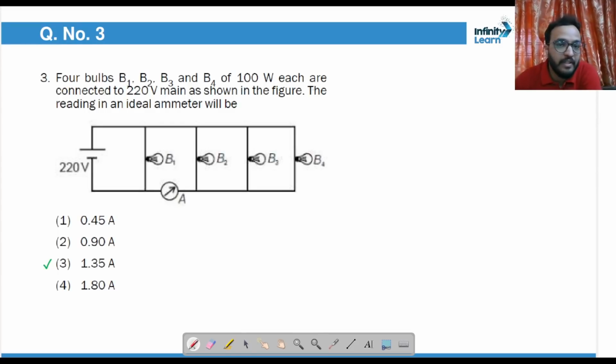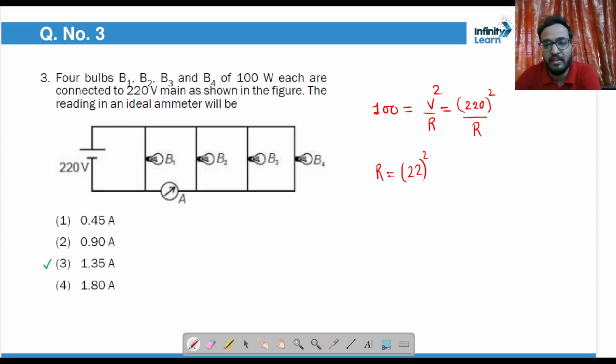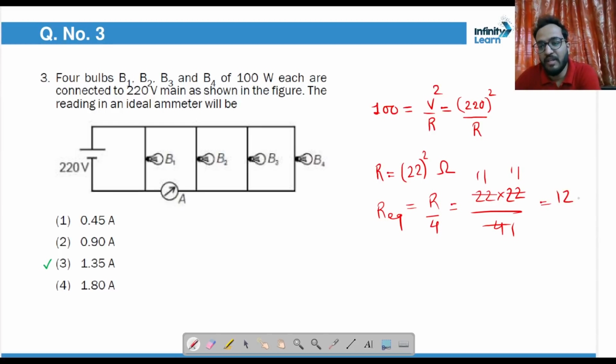Here they have said that each bulb has a power of 100 watts. So 100 is equal to V square by R of a single bulb. So V is how much? 220 square by R. On solving you will say R is equal to 22 square ohms, right? Now, what is R equivalent? R equivalent will be equal to R by 4, because there are 4 bulbs in parallel. So 22 into 22 upon 4, that is 121 ohms. So this is your equivalent R.